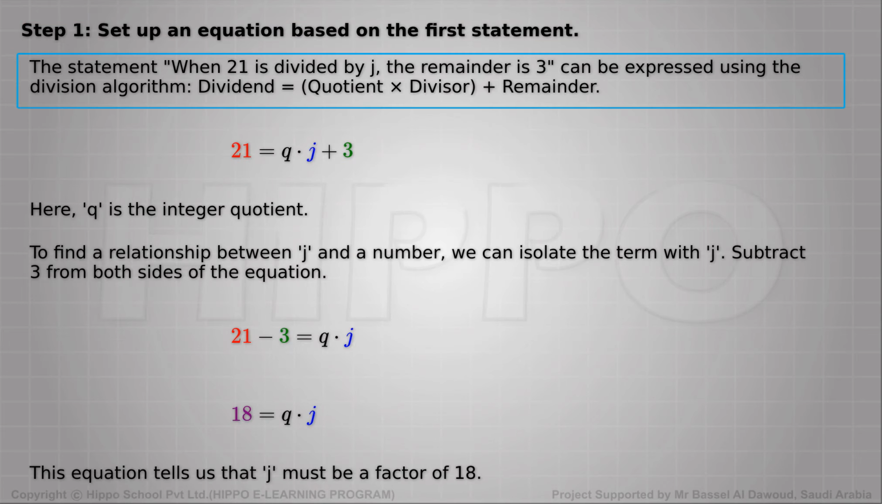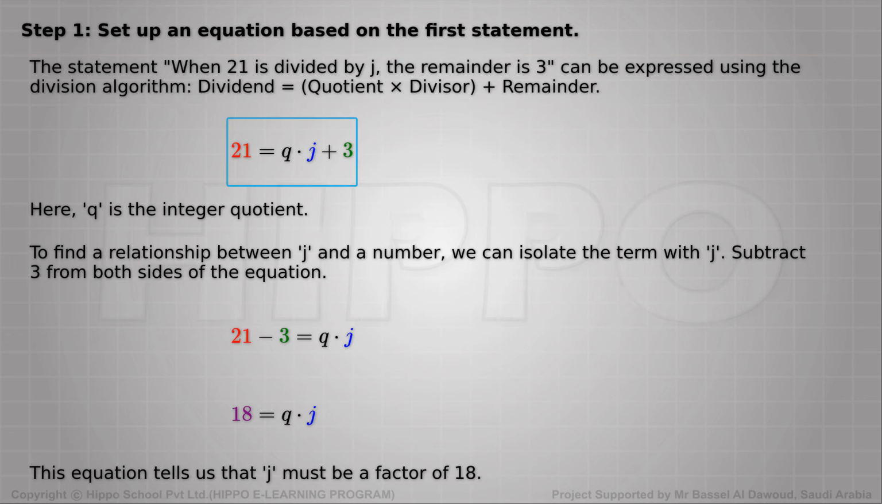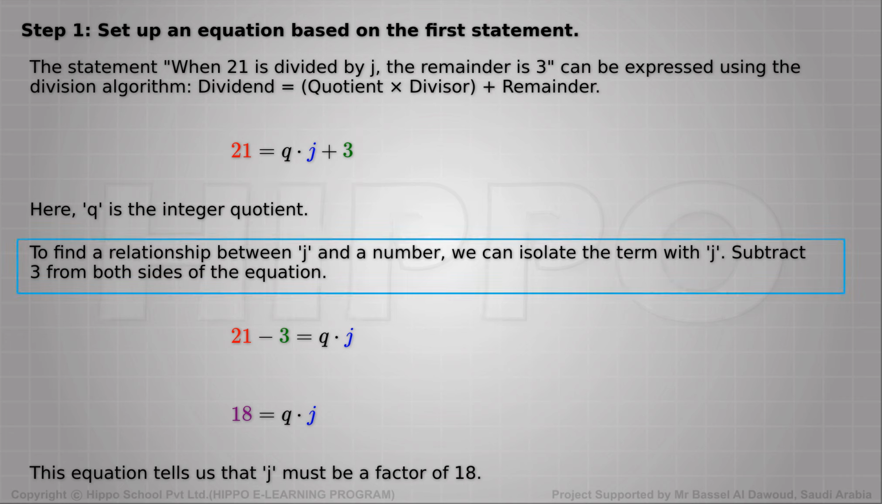All right, let's look at step 1. The problem says, when 21 is divided by j, the remainder is 3. We can write this as a mathematical equation using the division algorithm, which you see on your screen. 21 equals q times j plus 3. To find out more about j, we want to get the term involving j by itself. So we subtract 3 from both sides of the equation.